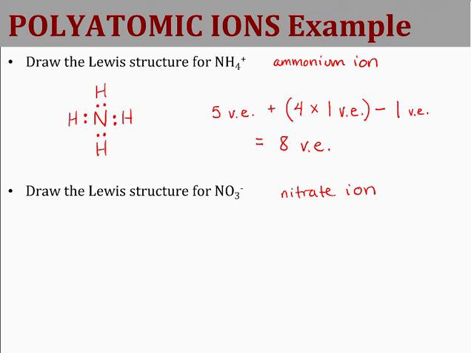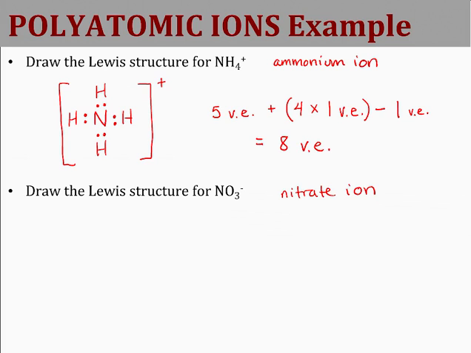Now, we do need to indicate that there is a positive charge on this polyatomic ion. So what we'll do is add brackets around the structure and then put a little positive charge at the top right.